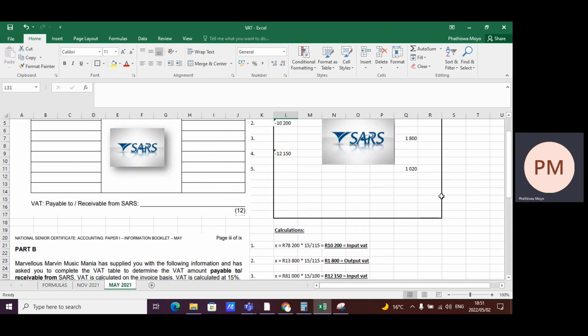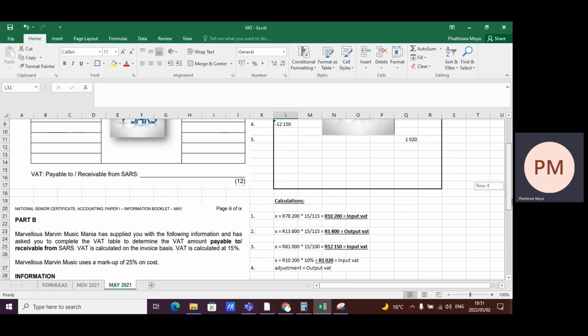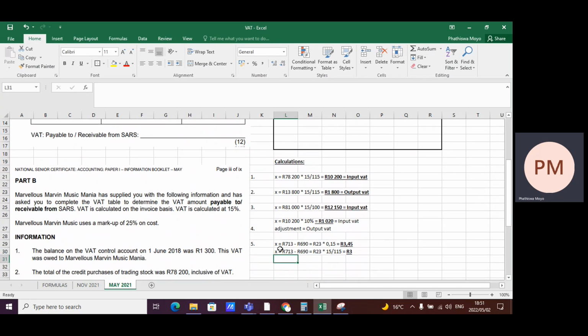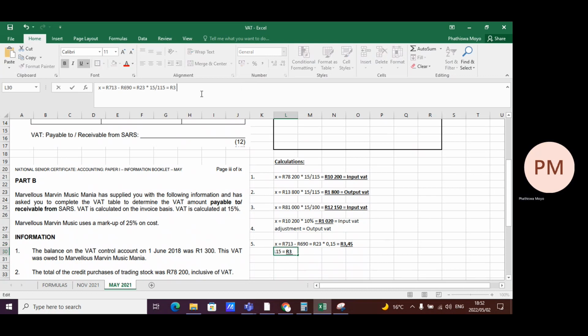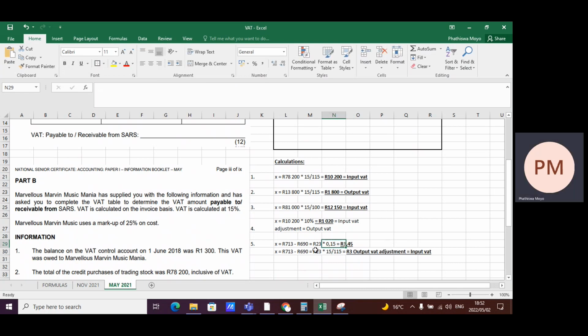Now let's take 3. So this was discount received. So it was initially input VAT. Now we have to do an output VAT adjustment. We have to do output VAT adjustment, which will work out to input VAT.